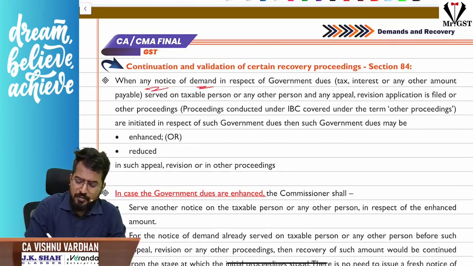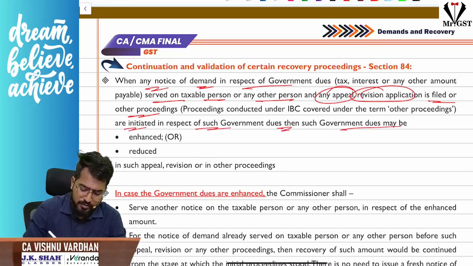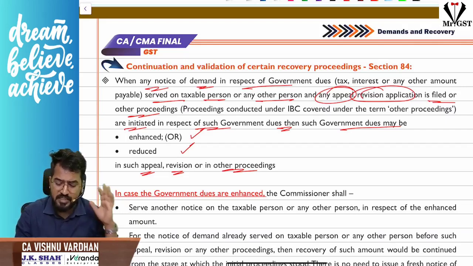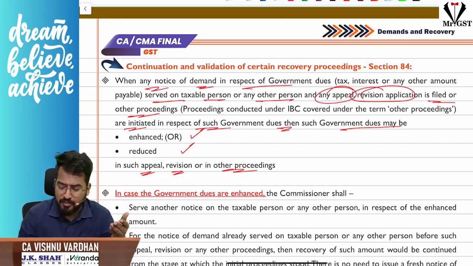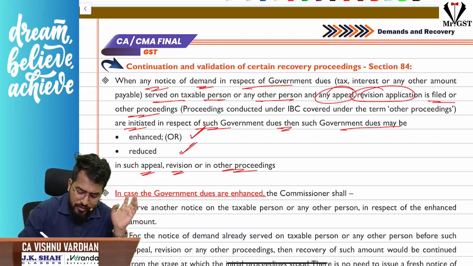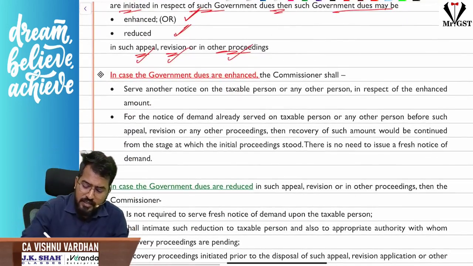Any notice of demand in respect of government dues served on a taxable person or any other person, and any appeal or revision application is filed or other proceedings are initiated in respect of such government dues, then such government dues may be enhanced or reduced in such appeal, revision or other proceedings. So as we have already seen, sir, any notice of demand that has been challenged and gone for any appeal or revision application, that can be enhanced or reduced in such appeal or revision or other proceedings. If the government dues are enhanced, the commissioner shall serve a notice.